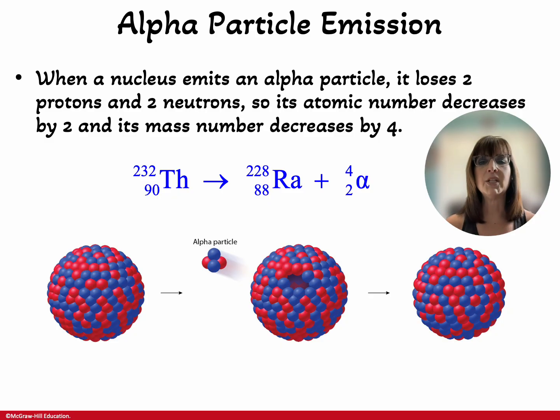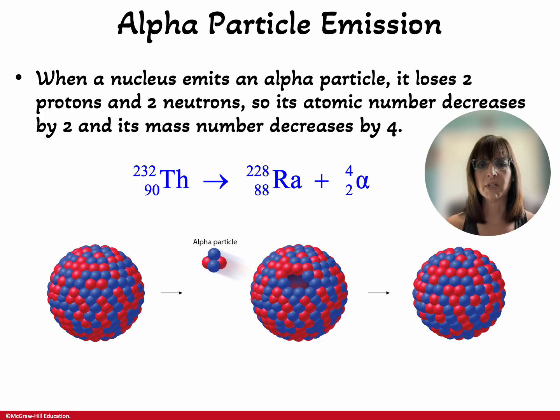What does that mean? It means we are releasing an alpha particle or a helium nucleus. So if you pay attention, you've got 232 on the reactant side for the mass. On the other side, you have 228 plus 4. 232 is conserved. The atomic number is 90, and on the other side, you have 88 plus 2.